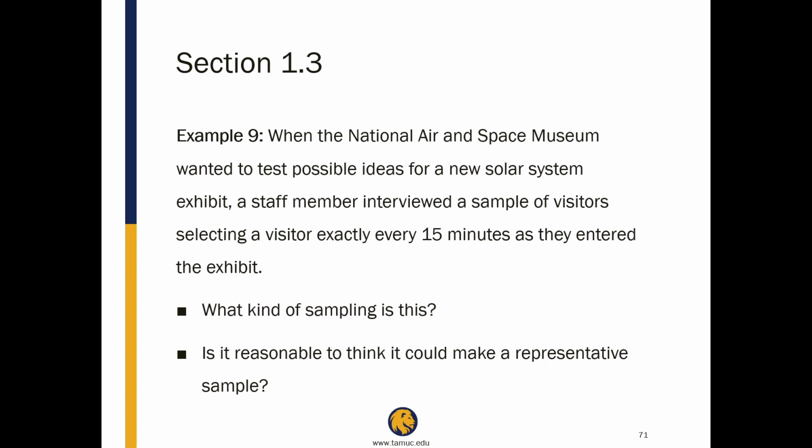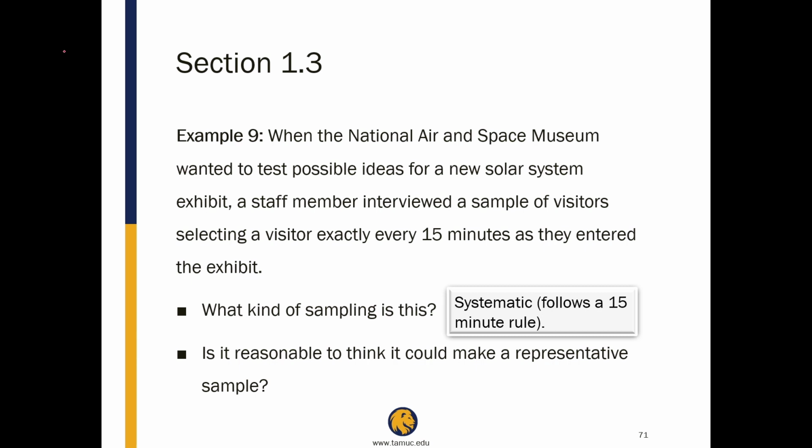So let's go through a few examples of this. It says, when the National Air and Space Museum wanted to test possible ideas for a new solar exhibit, a staff member interviewed a sample of visitors, selecting a visitor exactly every 15 minutes as they entered the exhibit. So what kind of sampling method would we call this? Selecting a visitor every 15 minutes. Because there's a system to it, we would refer to it as systematic. It follows a rule, in this case 15 minutes.